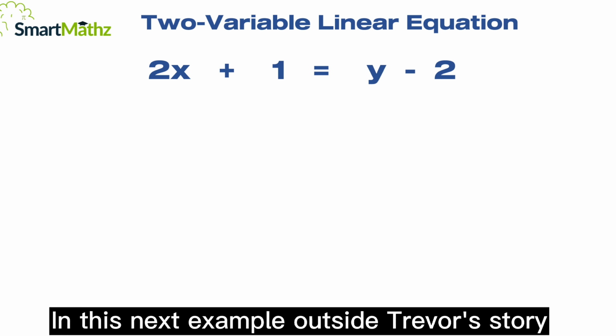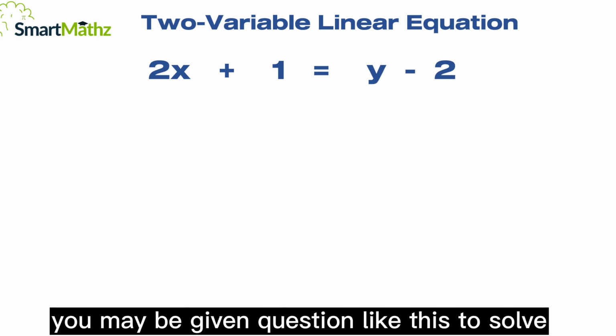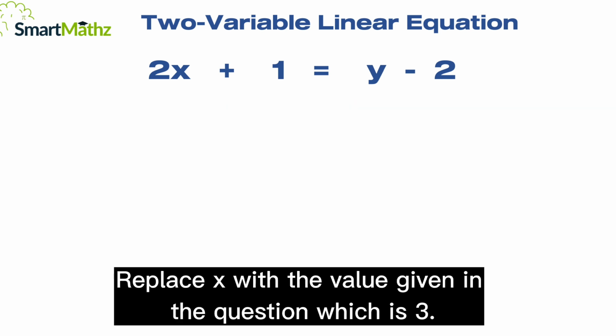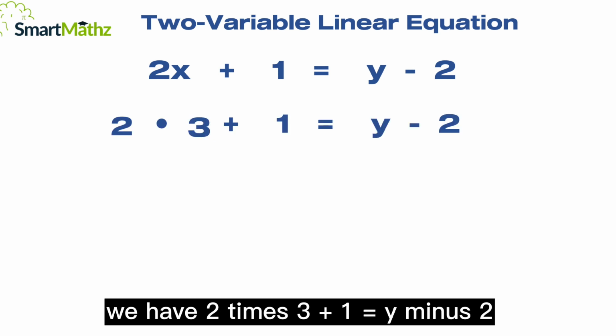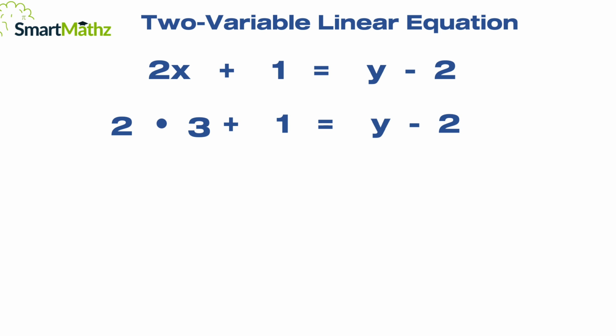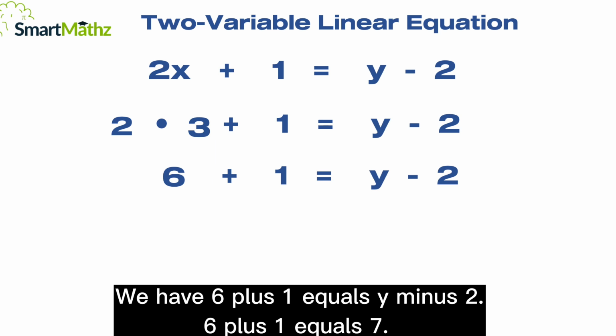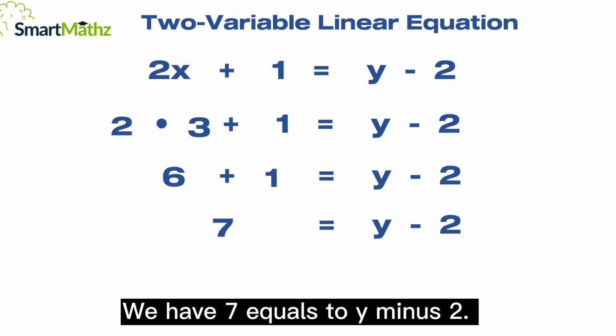In this next example outside Trevor's story, you may be given a question like this to solve. 2x + 1 = y - 2. Find the value of y when x is 3. Replace x with the value given in the question, which is 3. We have 2 times 3 plus 1 equals y minus 2. 2 times 3 equals 6. We have 6 plus 1 equals y minus 2. 6 plus 1 equals 7. We have 7 equals y minus 2.